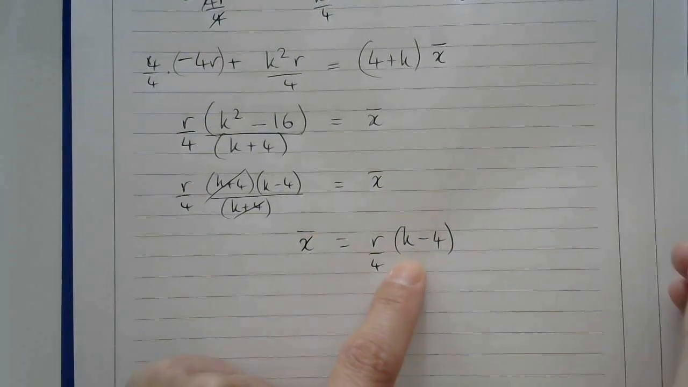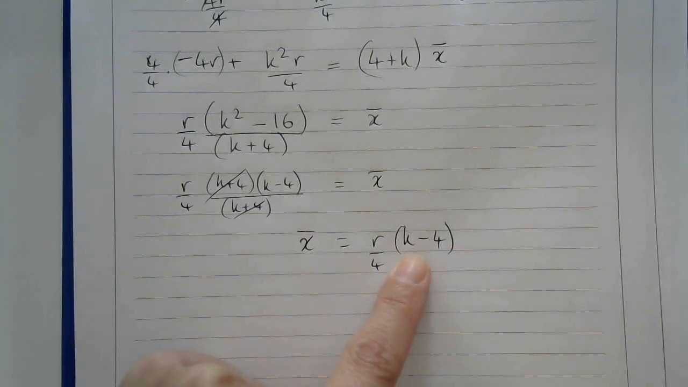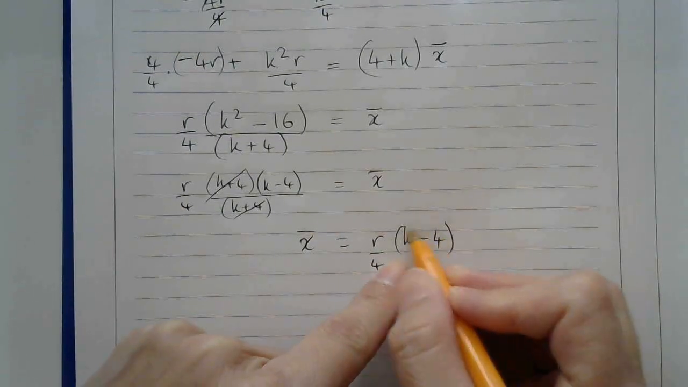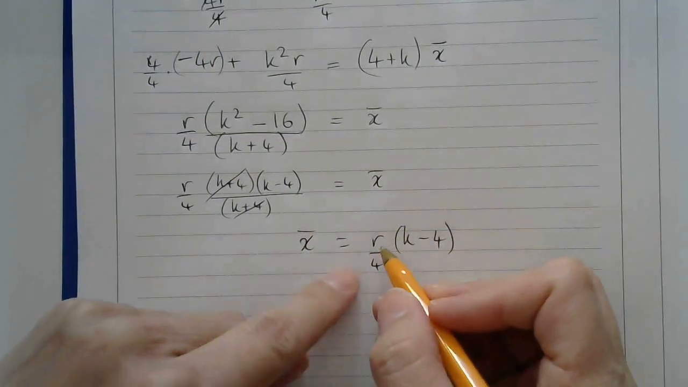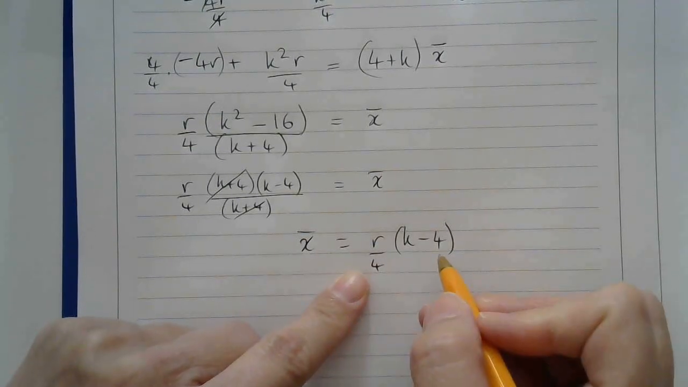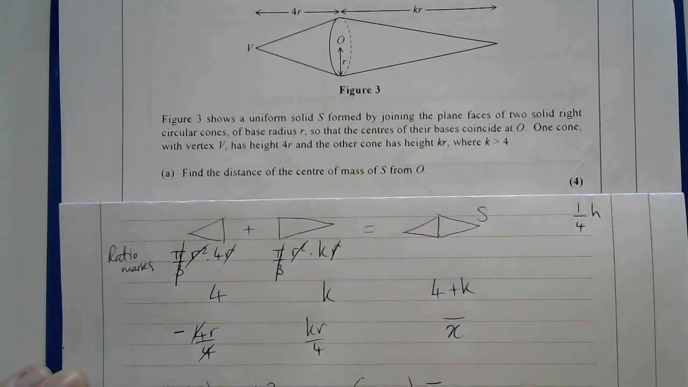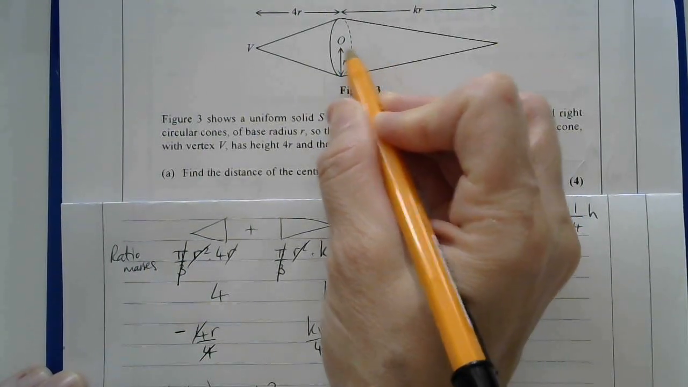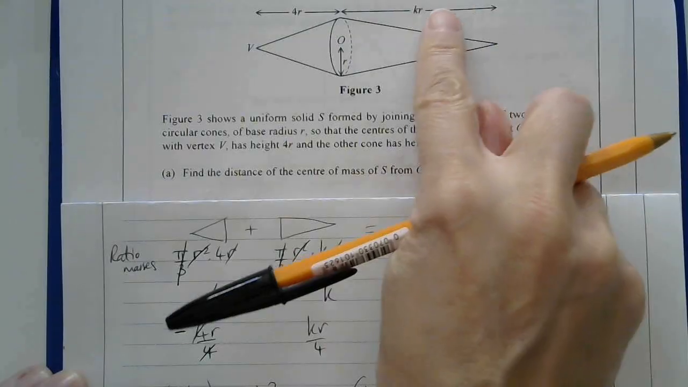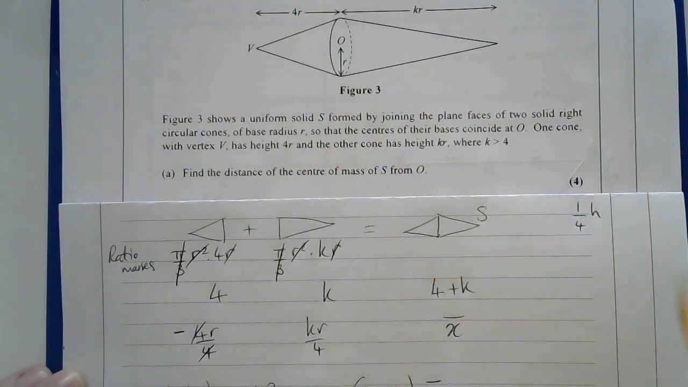And as they told me that k is going to be more than 4, then I can see this is going to give me something positive. R, of course, is positive, and so x bar has come out to be positive, which is what I was expecting. I was expecting to get a small positive value here, because I know that this is longer than this.